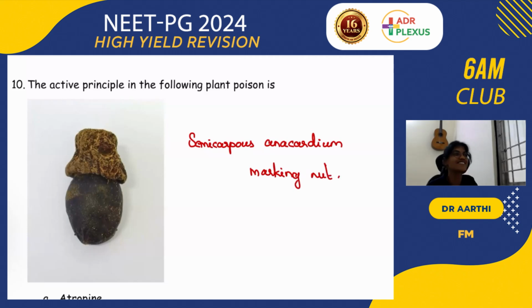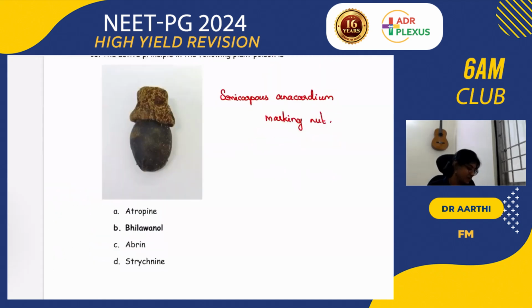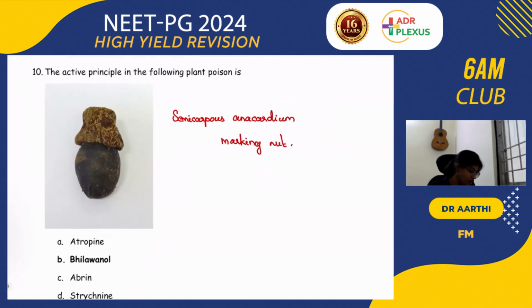I told you guys this when I was teaching that they will never ask for Abrus and all because that's very easy. Abrin, and everything. Yes, this is bhilawanol. Okay. It is semecarpol and bhilawanol. Abrin is seen in your Abrus precatorius. Atropine is seen in Datura, right?